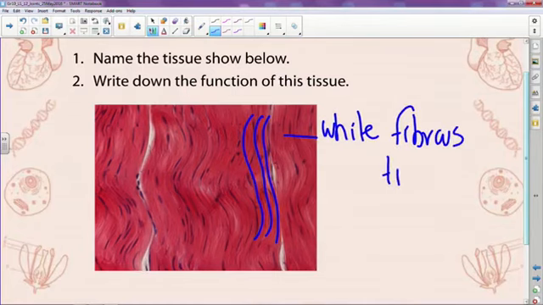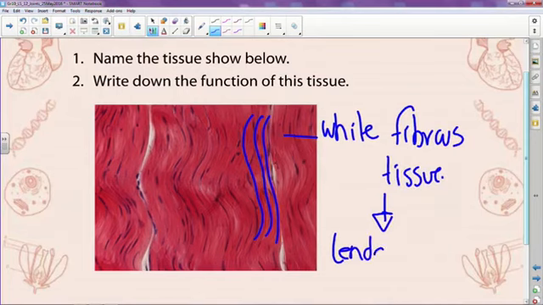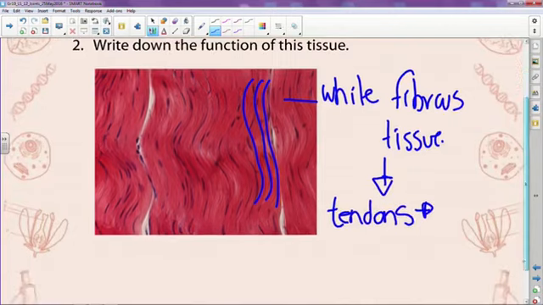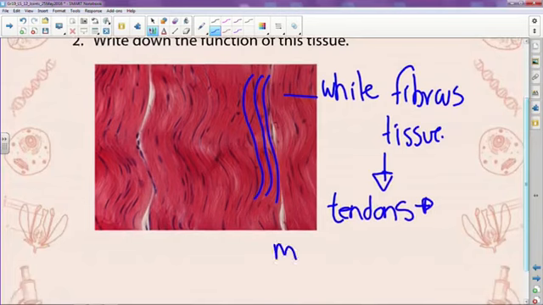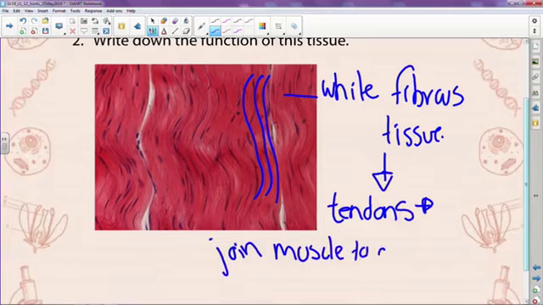Now my white fibrous tissue, what I was looking for over here was, it makes up my tendons. It makes up my tendons. And what is a tendon? Well, I hope you can see where we are going with this. A tendon joins, have a look there, a muscle to a bone. A tendon joins a muscle to a bone.